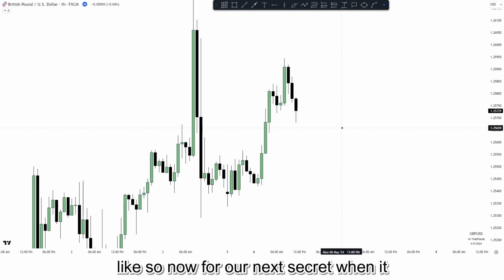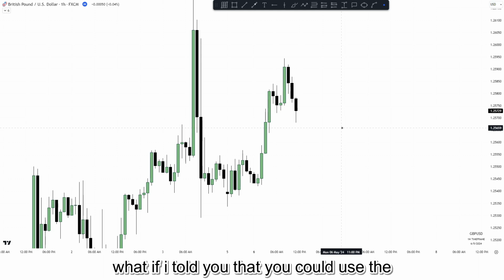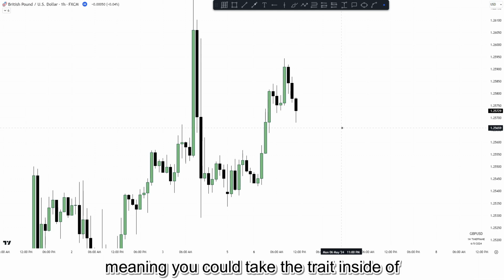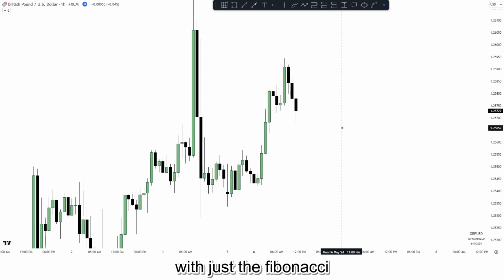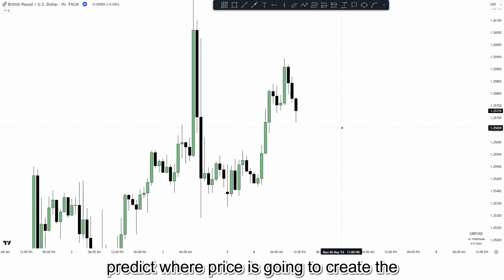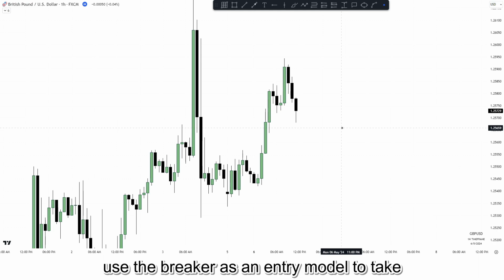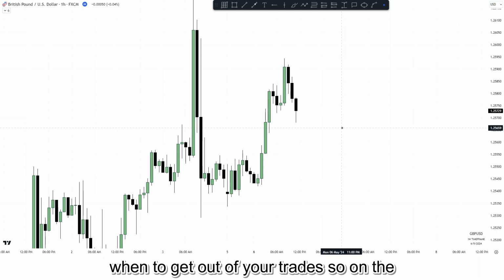Now for our next secret when it comes to breakers is standard deviations. What if I told you that you could use the breaker to predict where price is going? Meaning you could take the trade inside of the breaker and use that same breaker, and with just the Fibonacci, predict where price is going to create the market top and bottom. So you can not only use the breaker as an entry model to take your trades, but also an exit model to know when to get out of your trades.